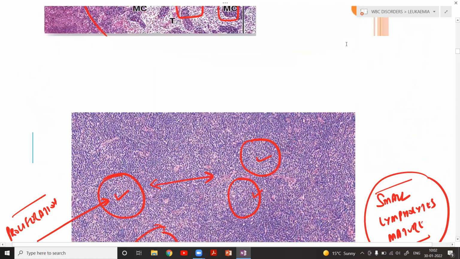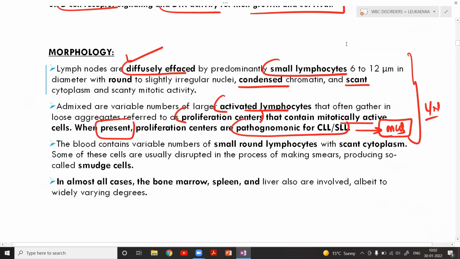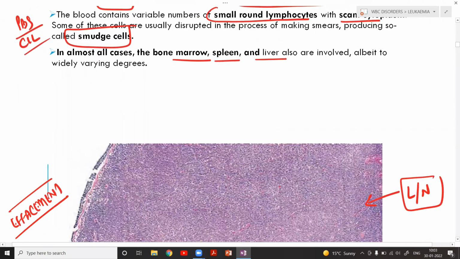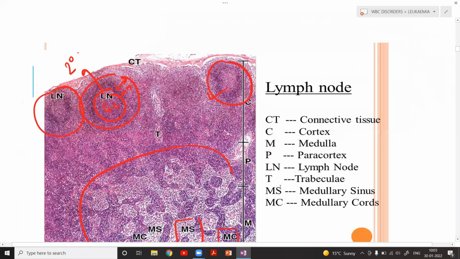When we are looking at the peripheral blood smear, we are speaking about CLL. In that case, we see small, round, mature lymphocytes with scant cytoplasm, and they also contain smudge cells. Always remember this. In most cases, the bone marrow, spleen, and liver might all be involved, so hepatosplenomegaly might occur in this case as well.